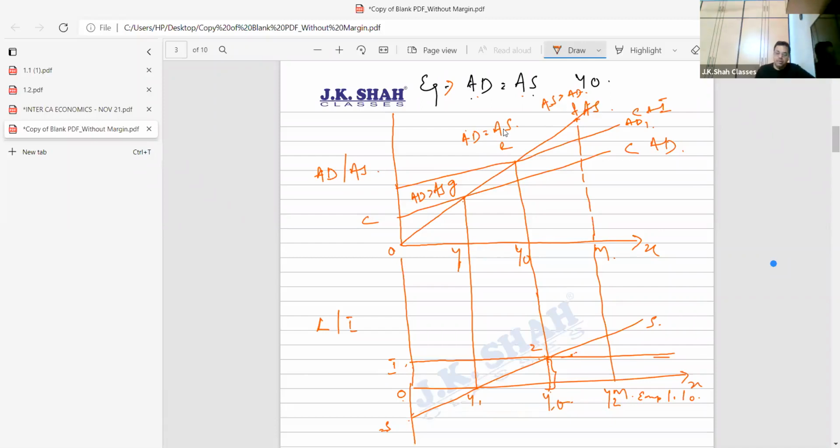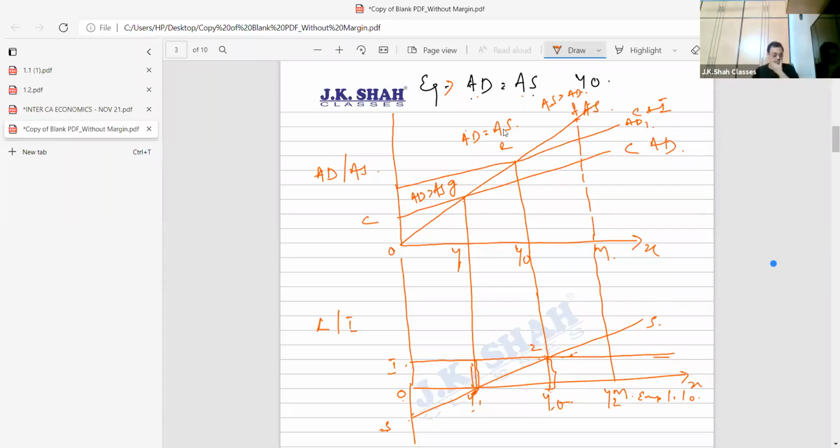How? Look here. At Y level of income, students, see this. Your investment is this much, your savings is only this much. Look here, beta. At Y1 level of income, if I say this is investment, the investment is so much, savings is zero over here. So at point G, aggregate demand is greater than aggregate supply. That is, come on, tell me, I is greater than S.